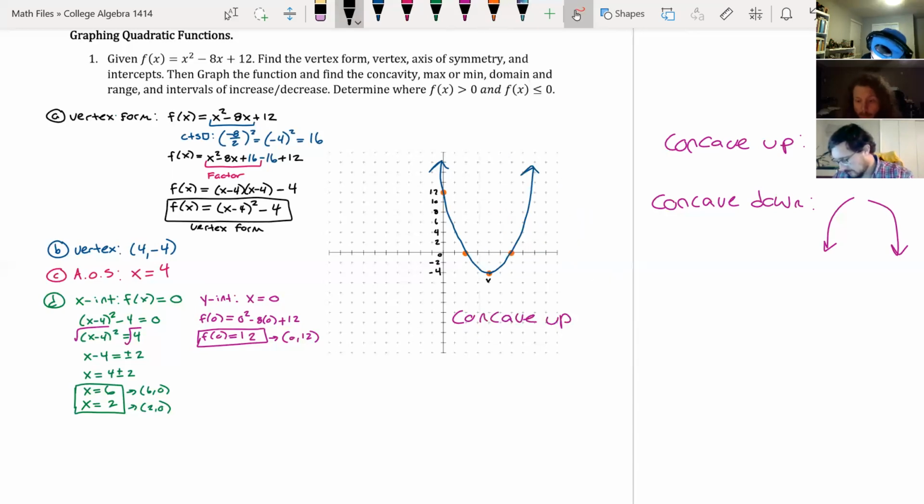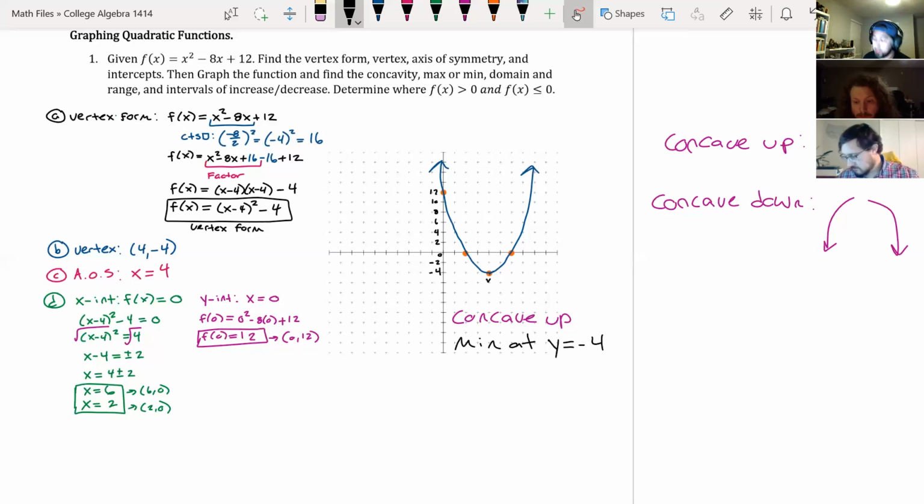I'll just change the color again. There we go. Minimum at the vertex. I forget what my math lab wants. It either just wants the y value of your vertex, or maybe it wants the whole vertex, but I'll just say there's a minimum at -4. Or k equals -4.